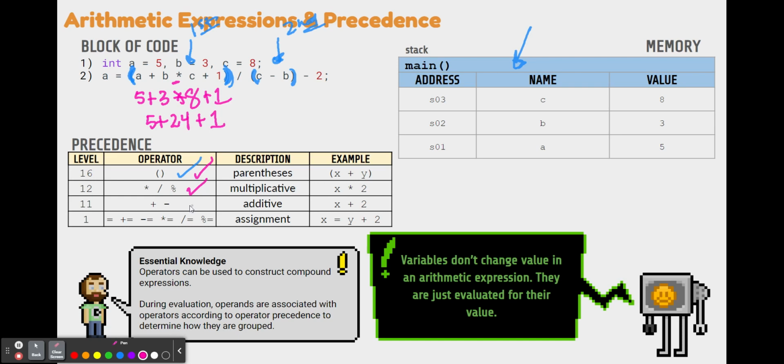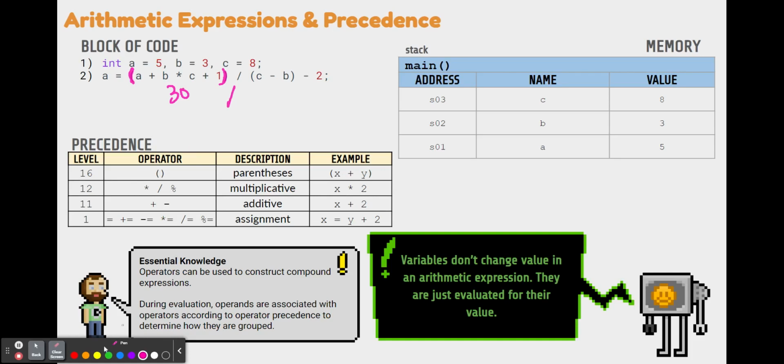Next on our precedence list, we have our additive, that's our addition and subtraction. And we have two addition operators. We have this one and this one. They're both at the same level, so we do that left to right. So we start off with the plus on the left. We have 5 plus 24, which gives us 29 plus 1. Now we can handle that last plus. This whole side evaluates out to 30. So in this parenthesis, that whole thing evaluated out to 30.